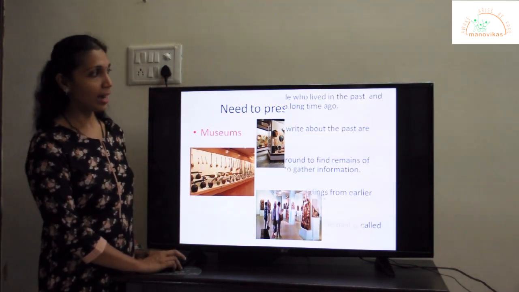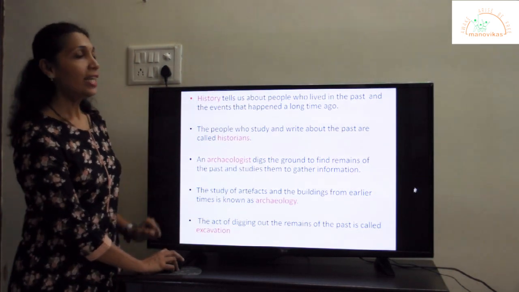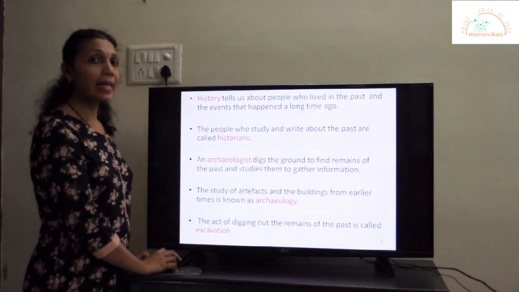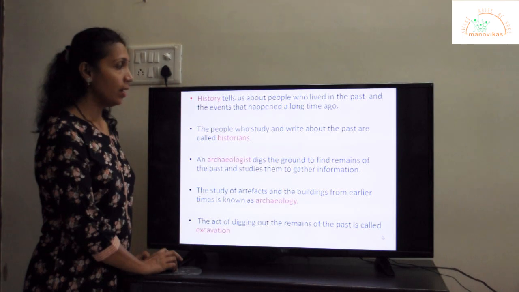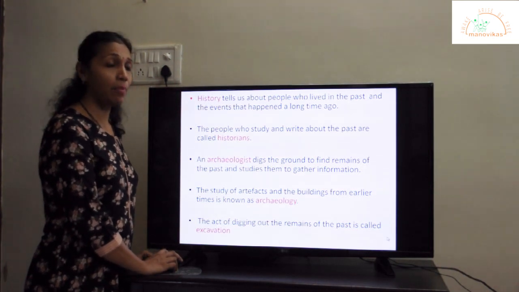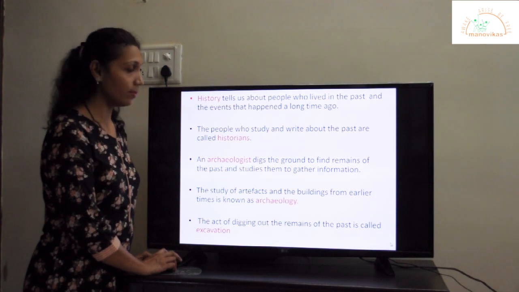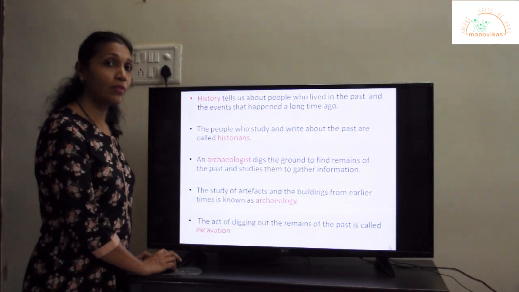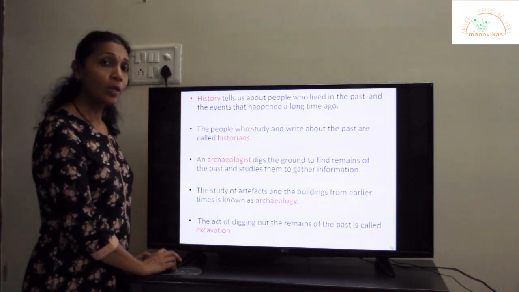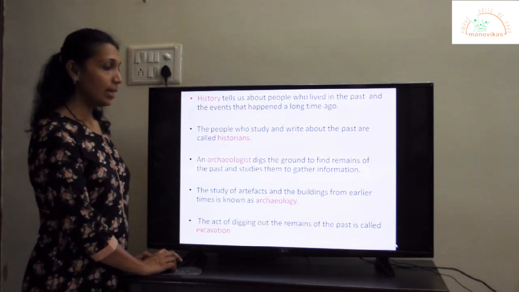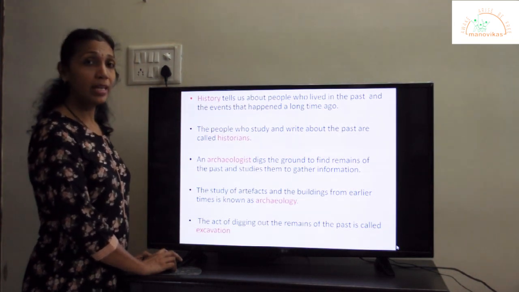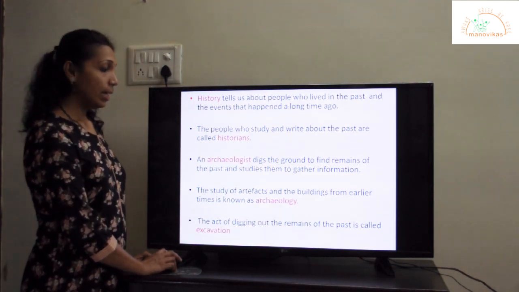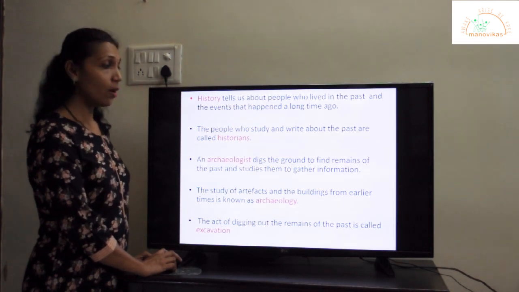Now, let us quickly revise. History tells us about people who lived in the past and the events that happened a long time ago. The people who study and write about the past are called historians. An archaeologist digs the ground to find the remains of the past and studies them to gather information. The study of artifacts and the buildings from earlier times is known as archaeology. The act of digging out the remains of the past is called excavation.